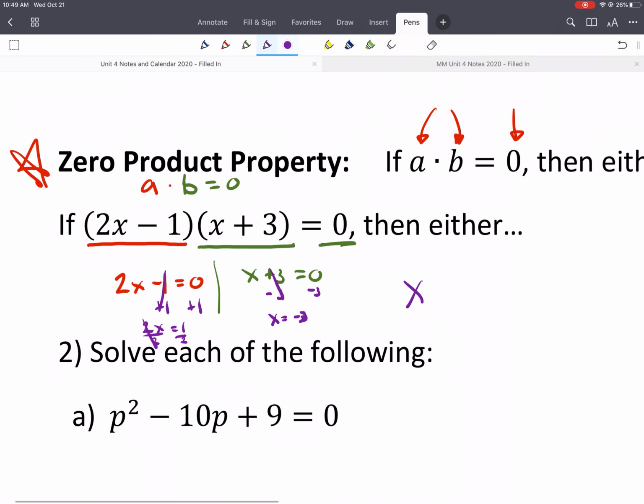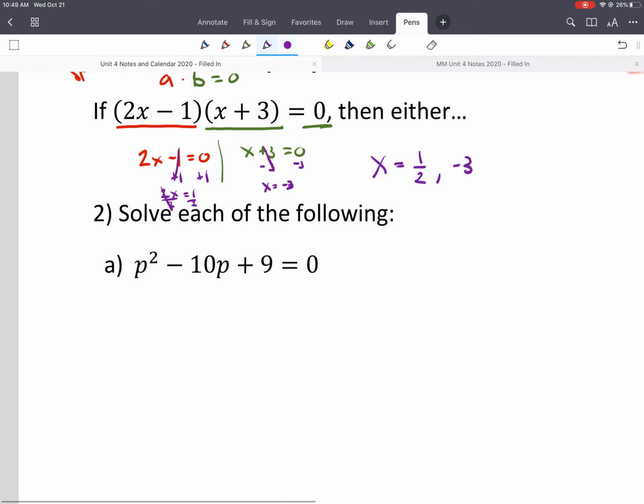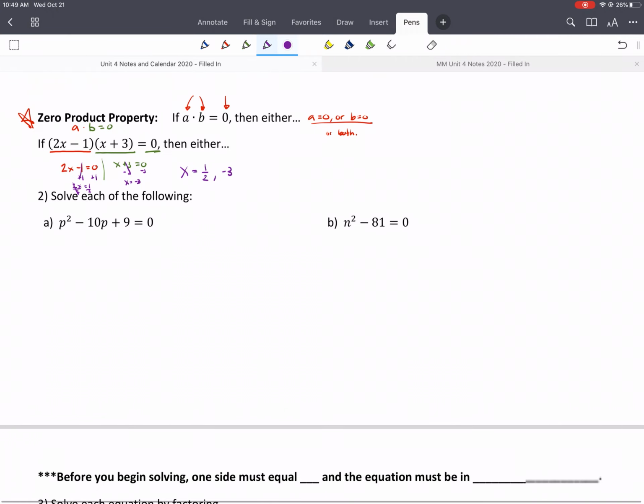Our solutions here would be x is equal to 1/2, comma, negative 3. And it's not an ordered pair, it's just a list of solutions. So don't do parentheses.